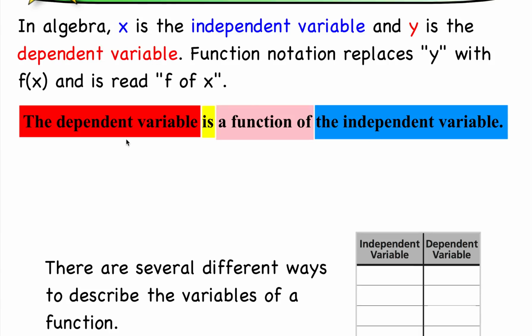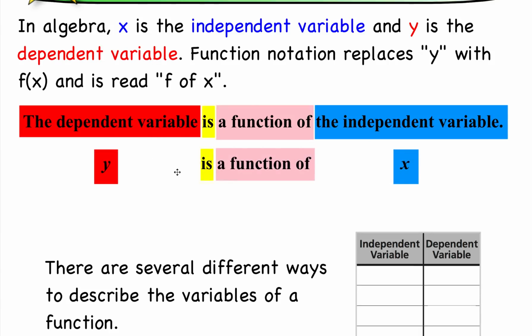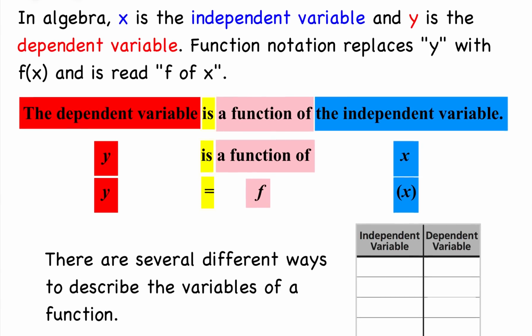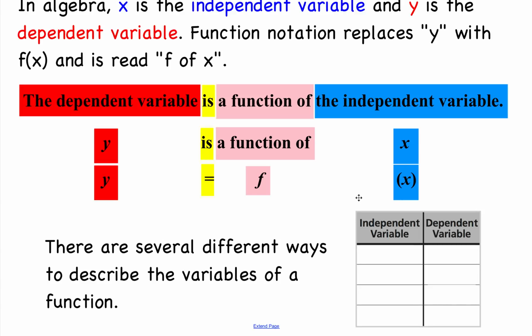So if we break down those words, the dependent variable, remember we said that is y, is a function of the independent variable, which is x. So breaking that down further, we can say y in math means equals, f is a function, and then of x. Y equals f of x. So that is function notation. Rather than y equals x as an equation, function notation would say y equals f of x, right? Or f of x equals something else.